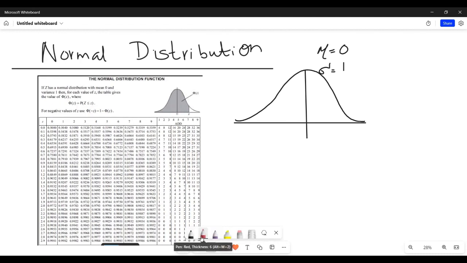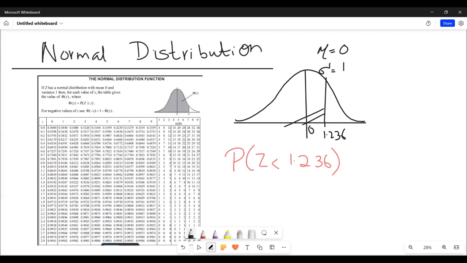All right, so we're going to find probability Z, which is a normally distributed variable. Probability Z is less than 1.236. Okay, this is what we have to find. We know that the mean is 0, so we have 0 over here. We need to find probability Z is less than 1.236. 1.236, let's say, would be somewhere over here towards the right of 0. And we have to find this probability.